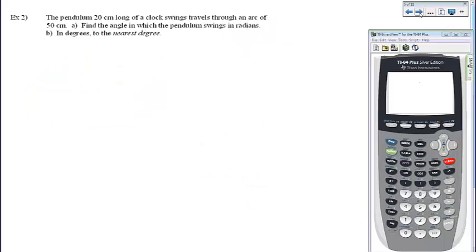In example 2, I'm given the length of a pendulum of a clock as it swings through an arc. I'm asked to do two things: find the angle in which the pendulum swings in radians, and then find that angle in degrees to the nearest degree. Well, as always with these problems, I suggest that you start by doing what? That's right, draw the picture.